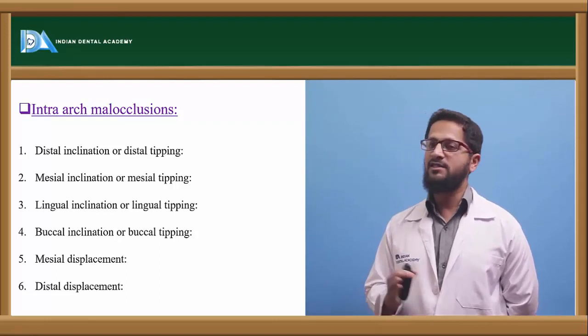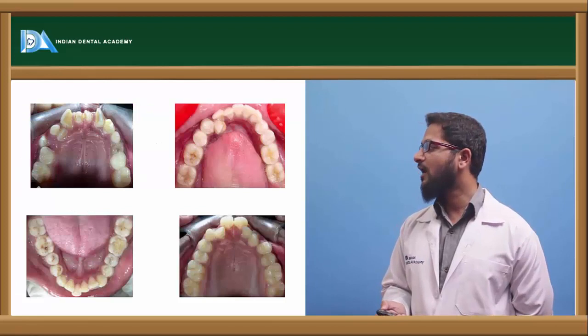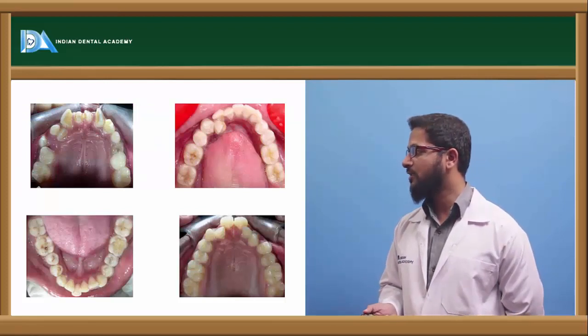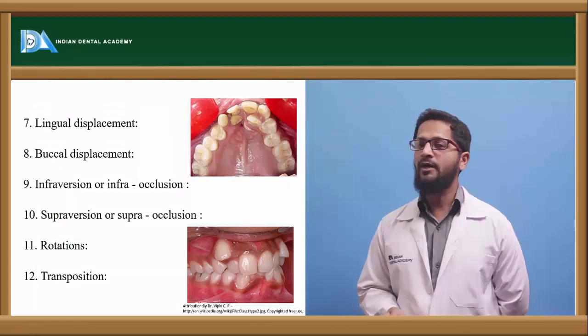If it is displaced in a distal direction, it is called distal displacement. So these are the various types of intra-arch malocclusion, wherein we can see lingual inclination, palatal inclination, and displacements. What is lingual displacement?